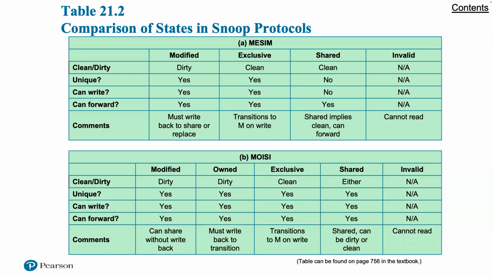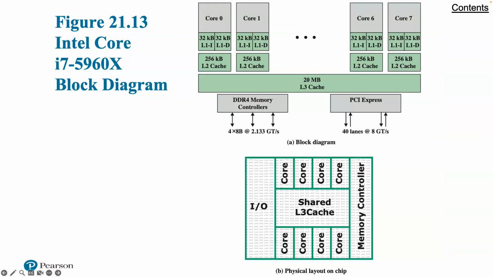So table 21.2 compares the MOESI model with the MESI model, which was described in chapter 20. So we can see that they have the same general categories, but what can be done is a little bit different with these different factors. I'm not going to go through this. You can pause the video and review that as long as you would like.